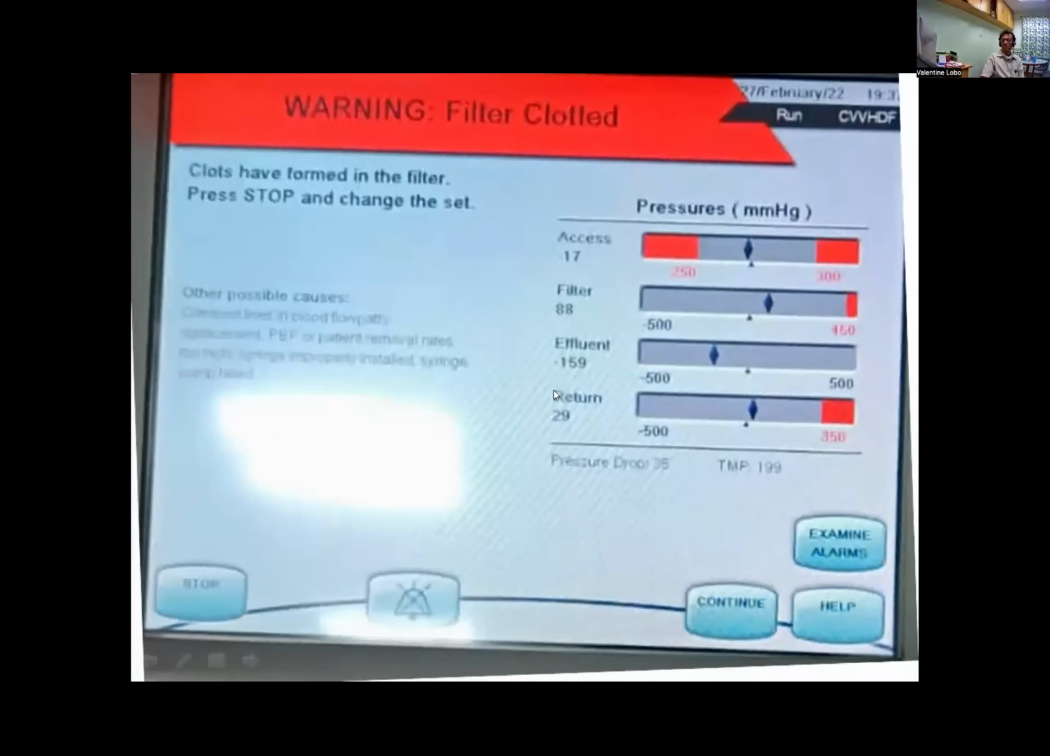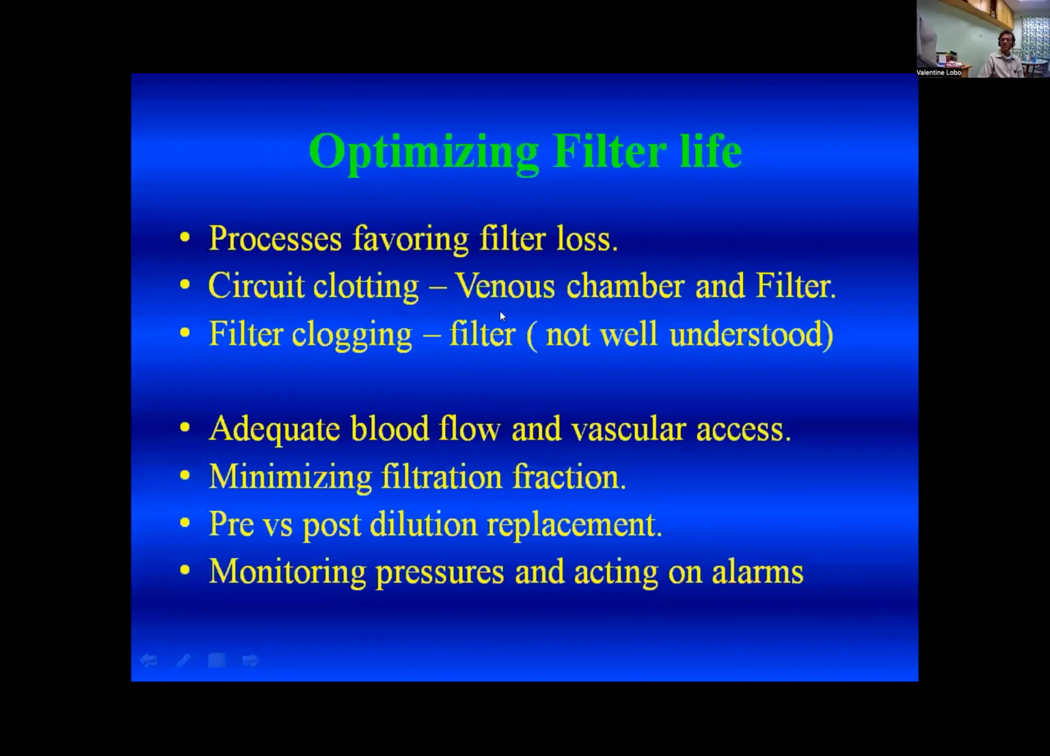This is a message that we would not like to see. The circuit has clotted. There is nothing that we can do. Clots are formed in the filter, and the machine tells us, press stop and change the set. There's nothing much we can do once this alarm happens on our CRRT machines. So we need to take action to prevent this from happening. And the way to do that is by optimizing the filter life, so we prevent circuit clotting and filter clogging.